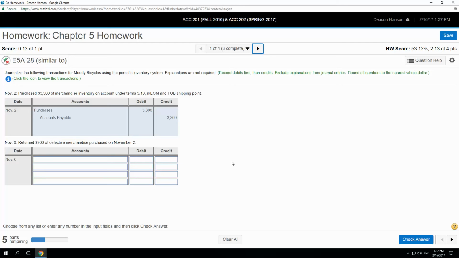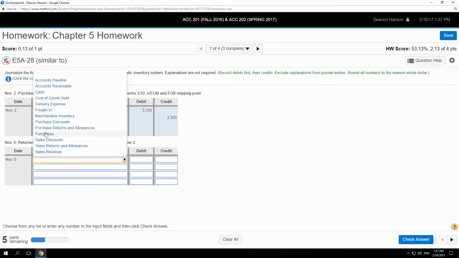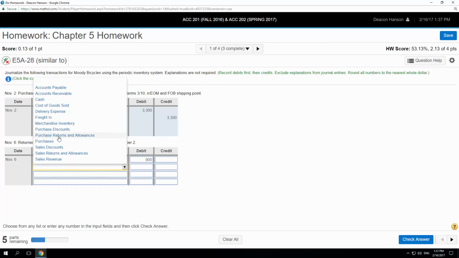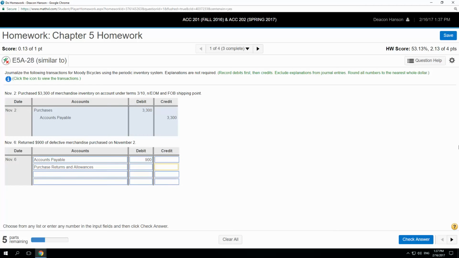Now remember, when we return something, right, in the periodic system, we cannot touch inventory. We cannot put it into inventory. We got to put it into an account called purchase returns and allowances. So we're going to reduce what we owe because we're returning it, right? We returned $900 worth of inventory, so we're going to stick that. We're going to reduce the accounts payable because we haven't paid for it yet, right? So we're going to reduce the amount we owe, and then we're going to put that reduction in this purchase returns and allowances account. Okay? We keep track of everything separately now, right? It doesn't touch inventory. Okay?